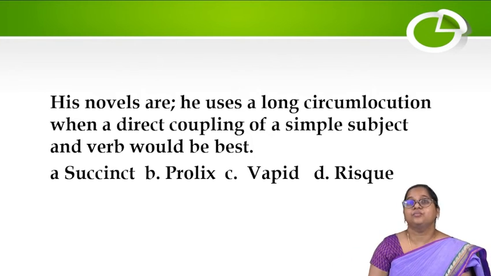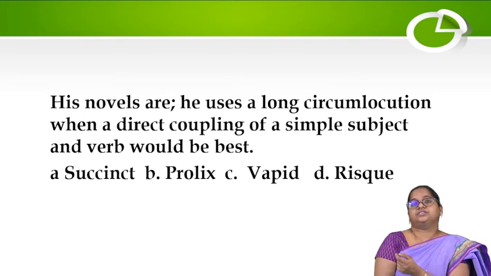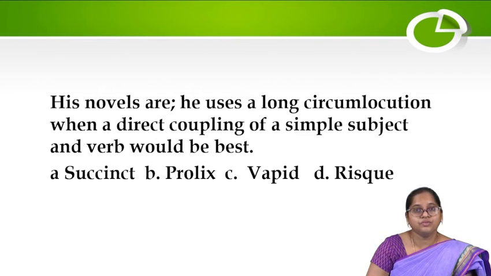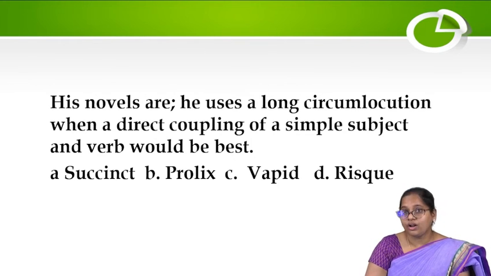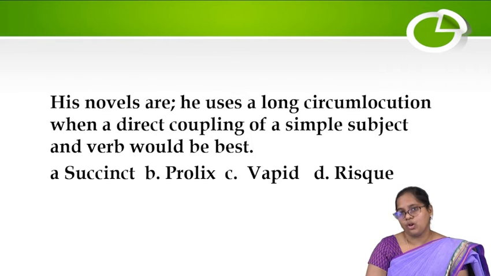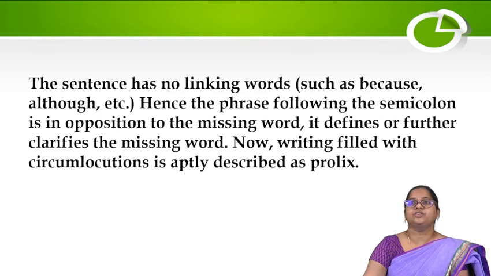His novels are prolix. He uses a circumlocution, so very lengthy. He drags into different ideas, so that is something which is not very clear. So prolix is something which is very long and lengthy. So what is the right option?